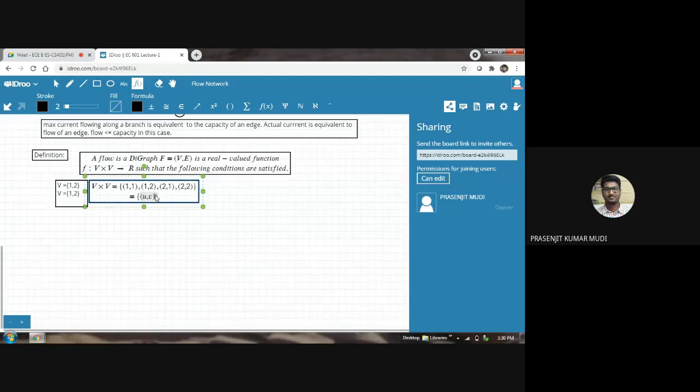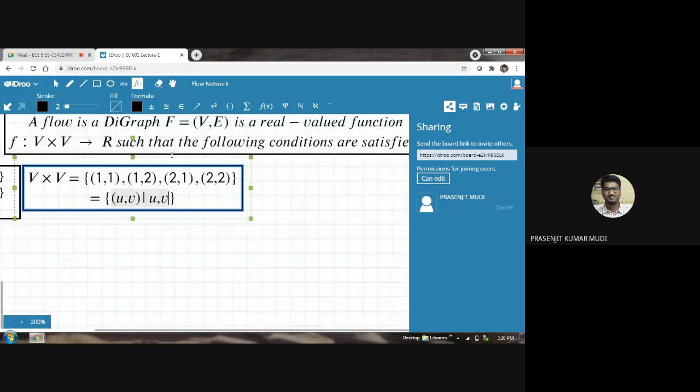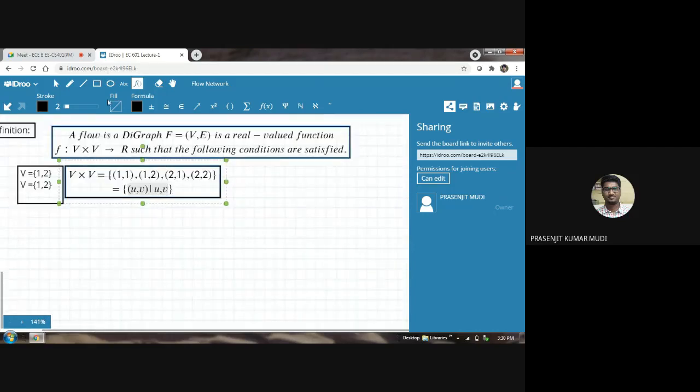Okay. So such that u comma v belongs to capital V. Okay, so that is the case. So all the possible edges present in that graph, you are actually mapping all those edges to some sort of a real value. What do we mean by that?